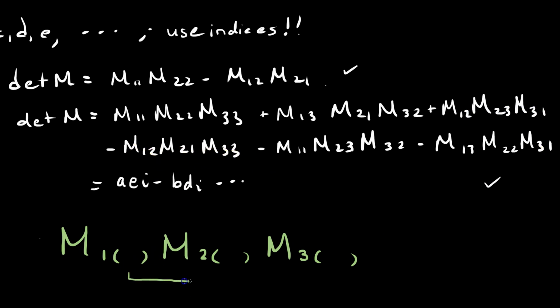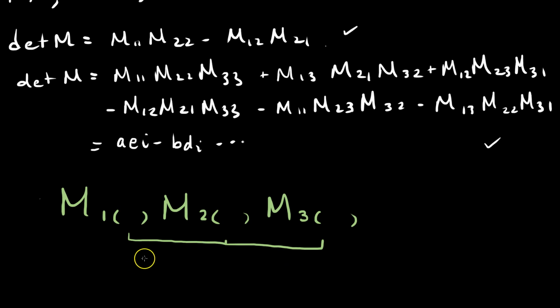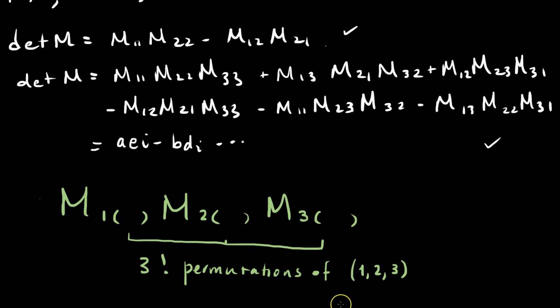And what these are is exactly what I just talked about. These are nothing more than the 3 factorial permutations of 1, 2, 3. Wow, it's crazy, right? But there are some minus signs here. So, depending on if the permutation is even or odd, we put a plus or a minus. And what do I mean by an even and odd permutation? Well, this would be an even permutation, and this would be an odd.